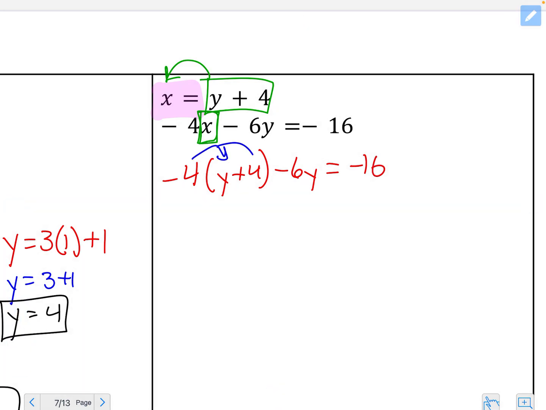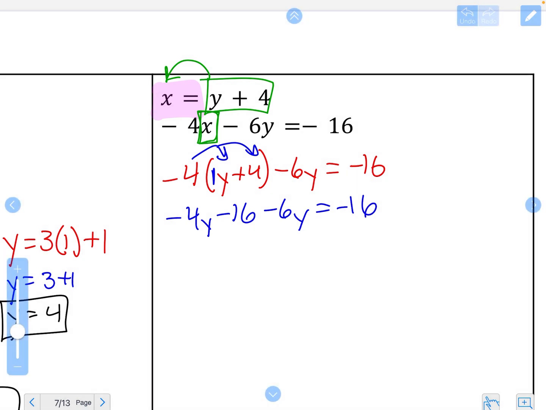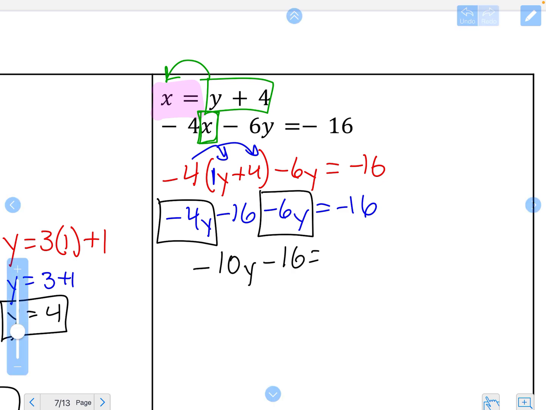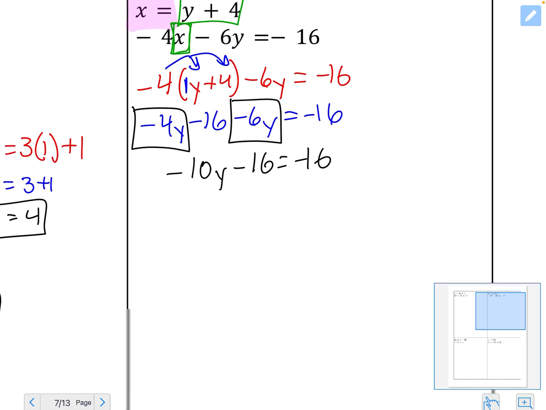Now we need to distribute or multiply. So negative 4 times 1y is going to be negative 4y. Negative 4 times 4 is a negative 16 minus 6y equals negative 16. I need to combine my like terms. So I get a negative 10y minus 16 equals negative 16.